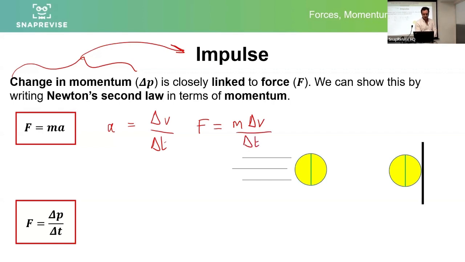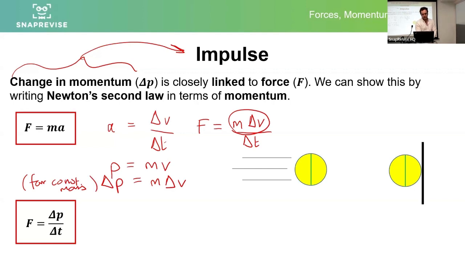And you might spot then that for constant mass, this is the same as a change in momentum, because momentum is mass times velocity if mass isn't changing. So for constant mass, delta P is equal to m times delta v, i.e. F is the change in momentum over the change in time.